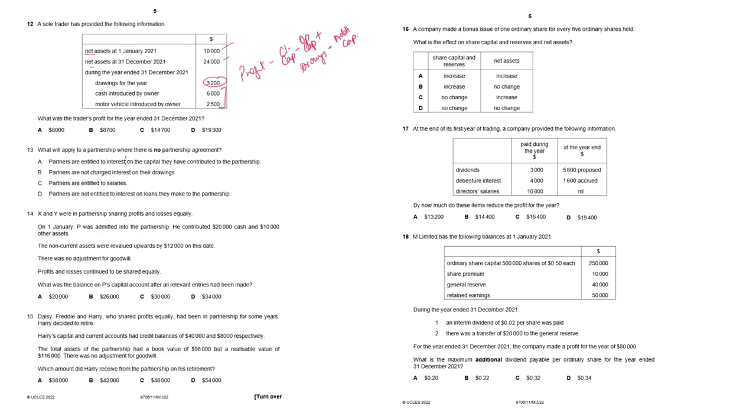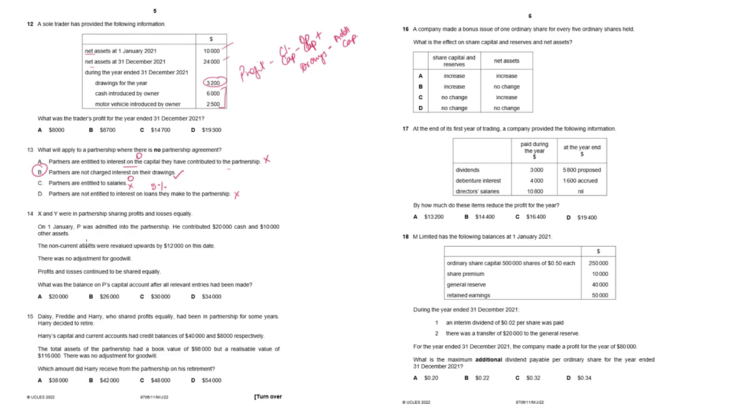What will apply to a partnership when there is no partnership agreement? Partners are entitled to interest on capital they have contributed to the partnership. Not correct, because in the absence of an agreement, interest on capital is zero. Partners are not charged interest on drawings. It's a correct statement. Interest on drawings is zero. Partners are entitled to salaries, which is not correct because salaries become zero if there's no agreement. Partners are not entitled to interest on loans, which is not correct. They are entitled to interest at the rate of 5% per annum if there is no agreement. So option B is correct.